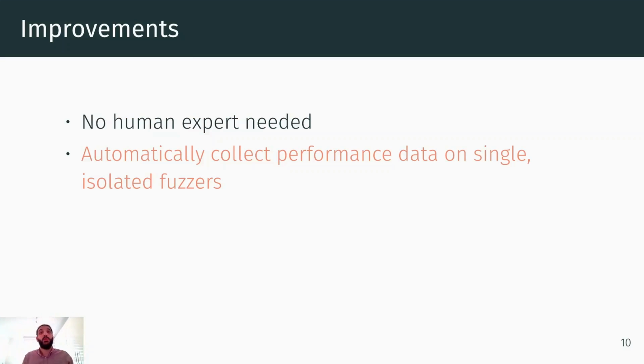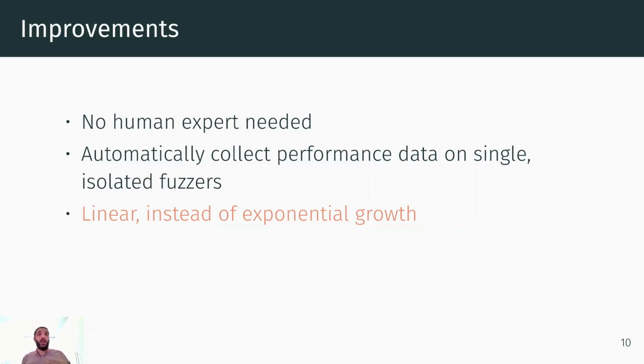Also, we want to do it in a data-driven way. So we want to automatically collect some data on how fuzzers do and then predict how they will do in collaborative fuzzing runs. So we just look at single isolated fuzzers, not in combination with other ones. Our data does not reflect how well it works with other ones because we want to avoid exponential growth. If we pick every pair of two fuzzers, then we will have exponential growth every time our pool of fuzzers increases. So we did not want to do that. We want to do it on single isolated fuzzers to have linear growth instead of exponential growth.